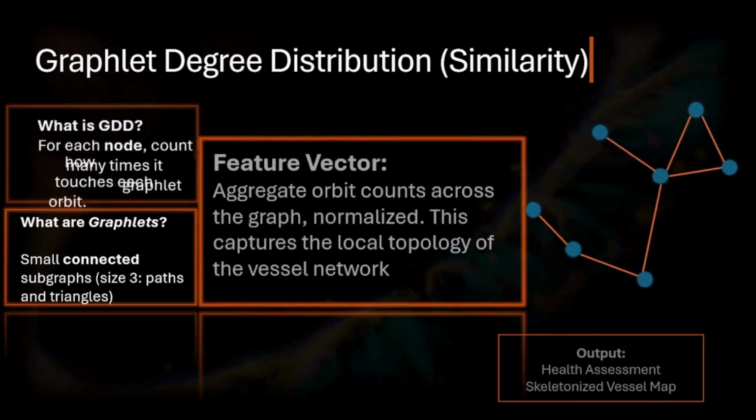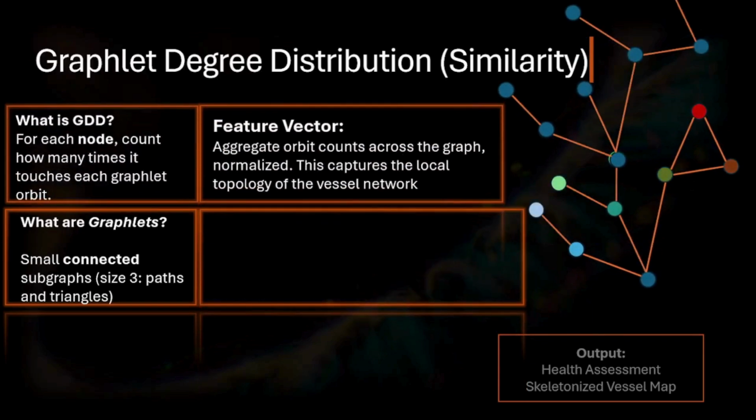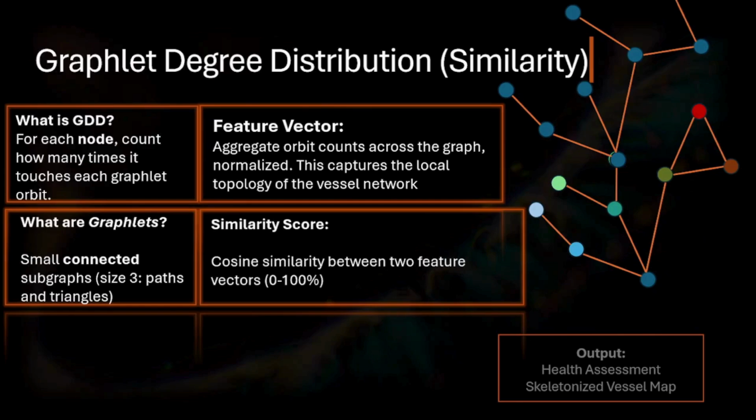We add up these counts across the whole graph. The result is a three-number feature vector that describes the overall topology. And why is this powerful exactly? Because when a patient's condition changes, be it more vessel tortuosity or fewer branches, the fingerprint changes, and GDD captures that change. To compare two images, we compute their GDD vectors and then use cosine similarity.